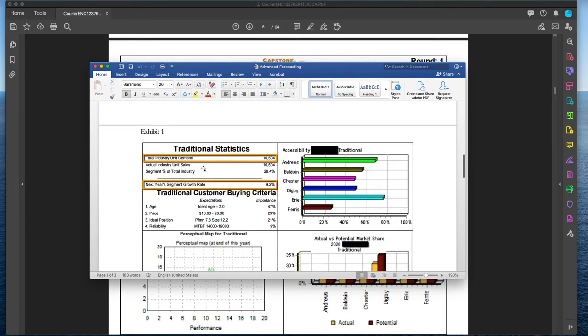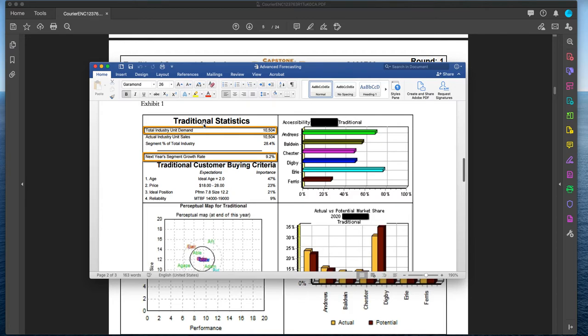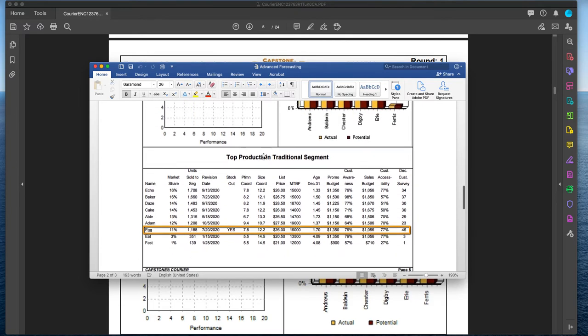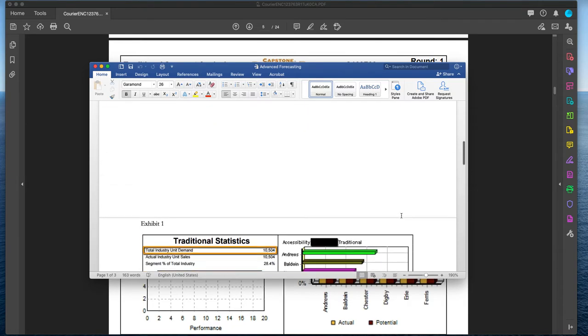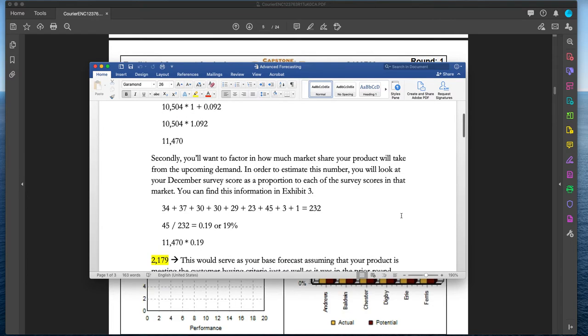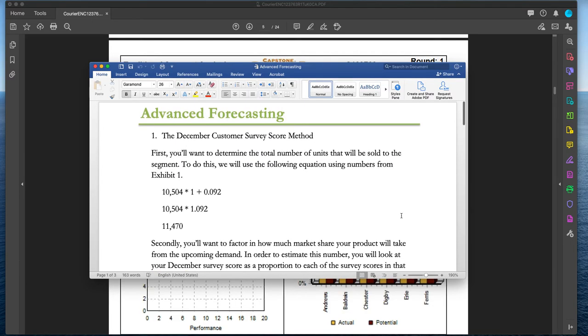I'll scroll down here where you can see where the information can be found. You can get the total industry demand at the top here under traditional statistics, as well as the growth rate. This example in this sheet is using Egg. With Egg, we get the December customer survey score of 45, and you would want to total up all the scores for this segment from each of the products, right? That's what we're doing. We'll go back up here, and now let's show you my example.